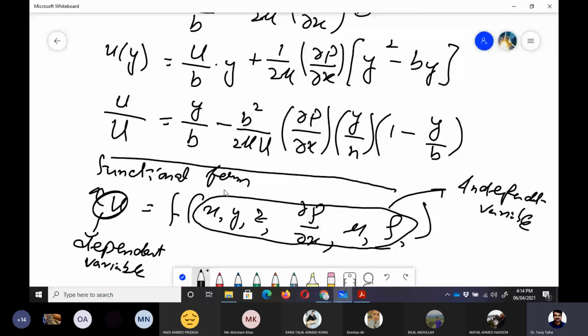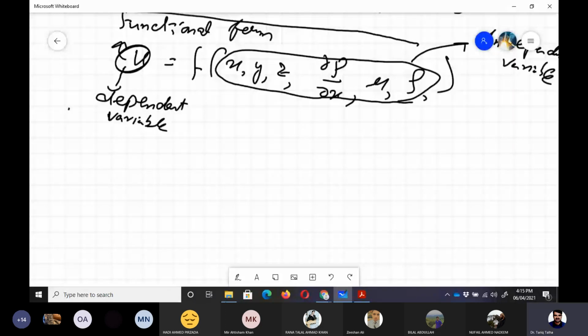So if we want to study the variation of u with respect to each independent variable, we need to change one variable and keep all the others constant. Maybe here we have 1, 2, 3, 4, 5, 6. First I would change x and see how u changes, with the other five variables constant, and then y would be changed, and the remaining would be constant. So that is a very tedious process. So what we do instead is make dimensionless parameters.